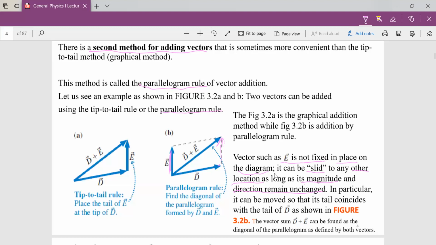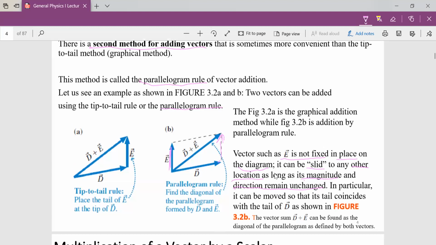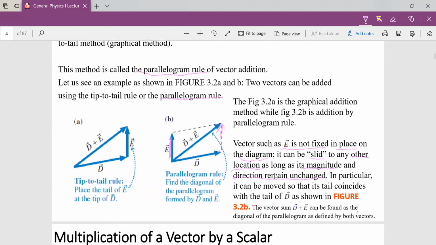okay? So vectors are not fixed. They can be moved as long as they are pointing to the same magnitude and direction. But once you change the direction, it becomes a different vector. So we'll find that these two vectors, sum D and A, can be found using either the parallelogram rule or the head-to-tail method.